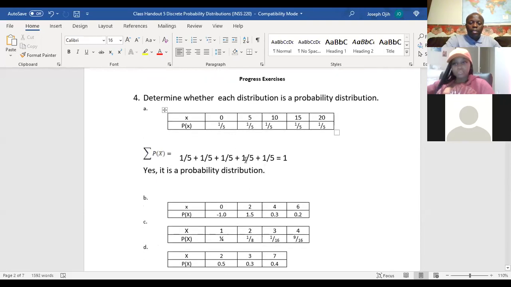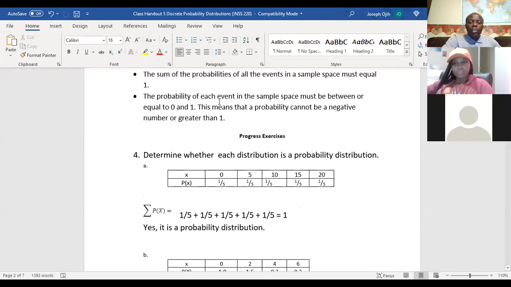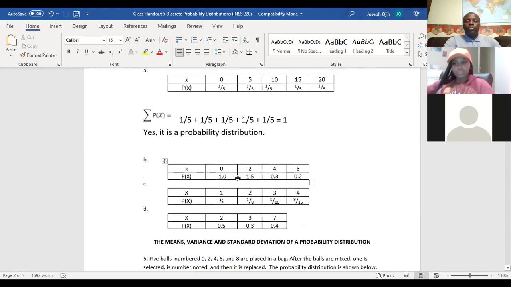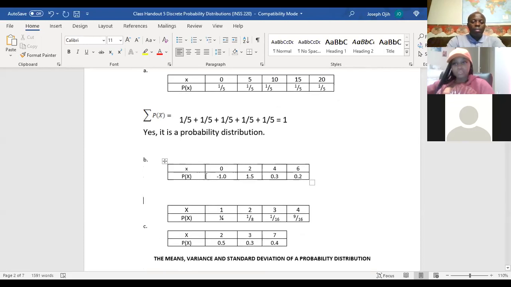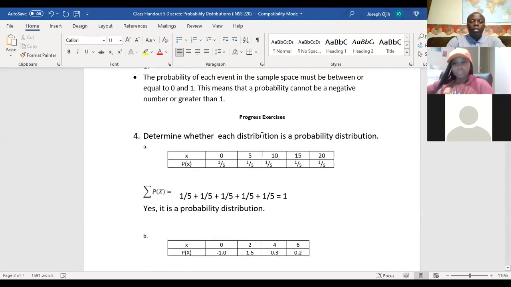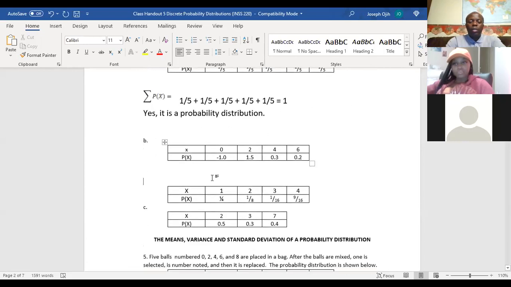The second requirement says that the probability of each event in the sample space must be between or equal to 0 and 1. This means that the probability can never be negative, and it can never be greater than 1. So look at the second example. It says, determine whether each of the distribution is a probability distribution. Is this one a probability distribution? So let's see the solution.